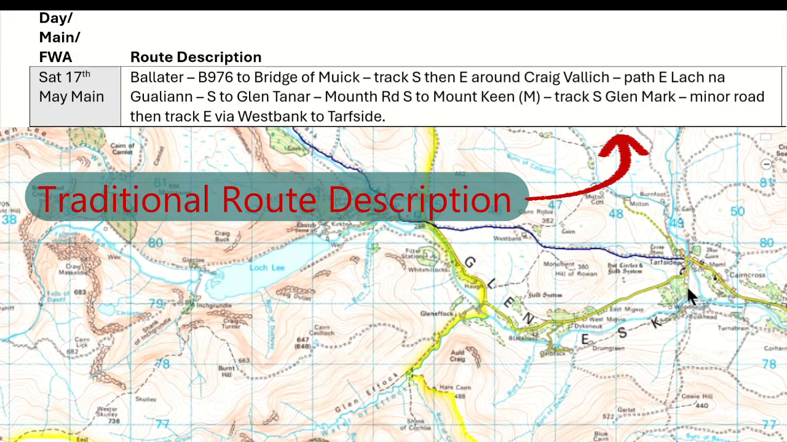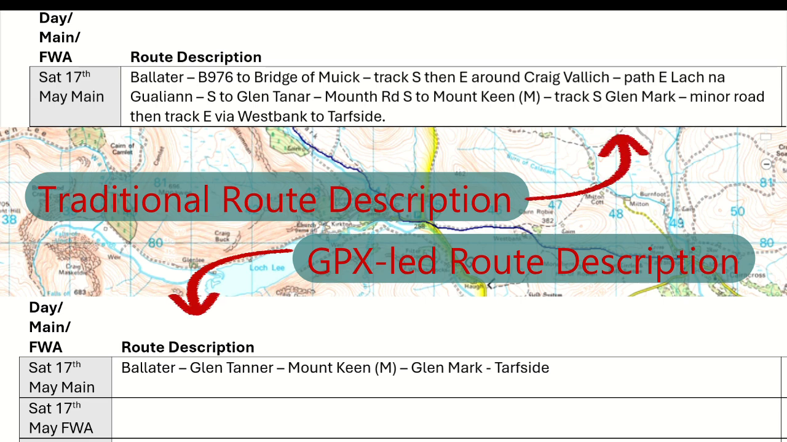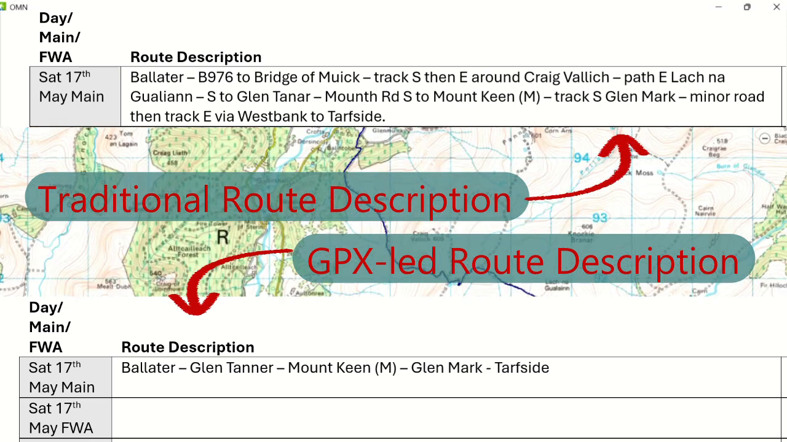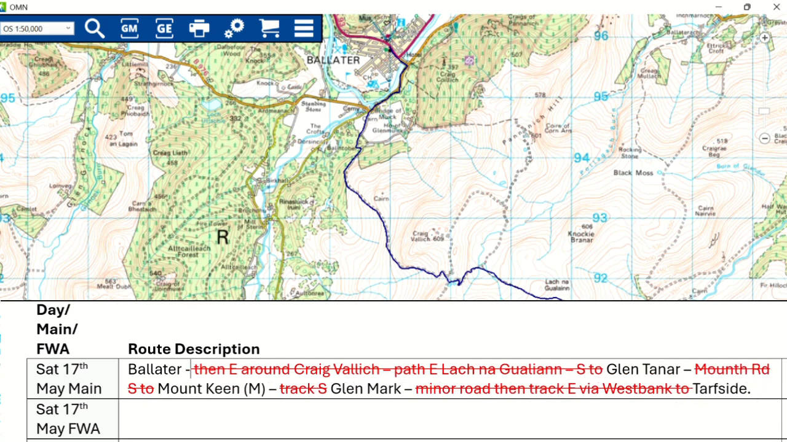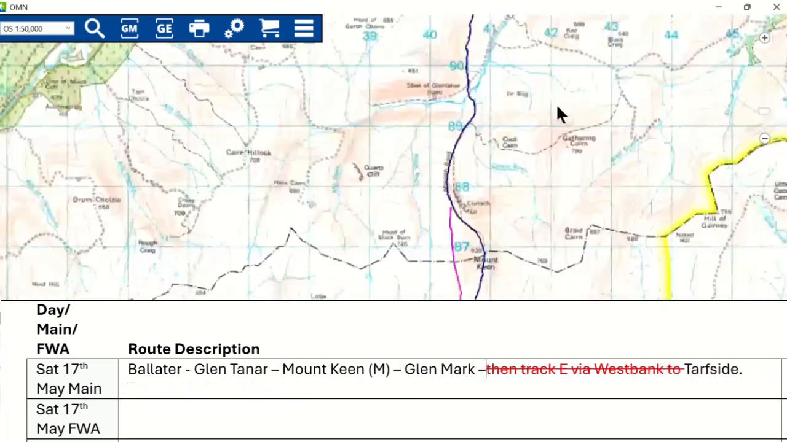In a traditional route sheet, all of the places I've just mentioned would have appeared on the route sheet, together with a brief description as to how they are to be joined together. By contrast, on a GPX-led route sheet, we can just pick out a few key place names along the way, remembering that it is the GPX file that is the primary definition of the route. Thus this day might be described on a GPX-led route sheet as Ballata, Glentana, Mount Keene, Glenmark, Tarfside.